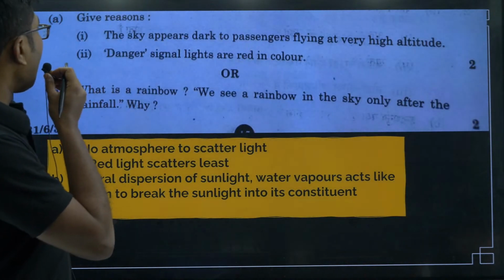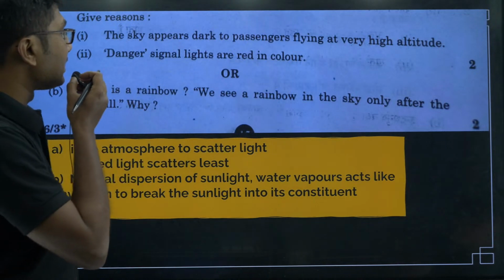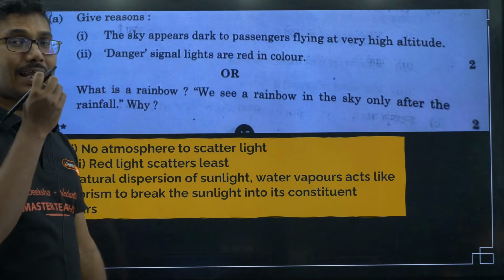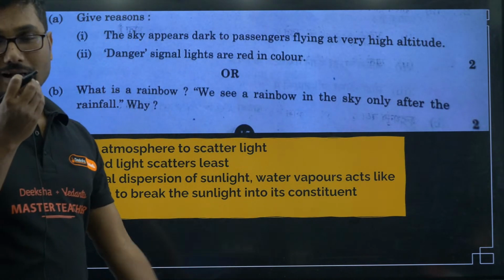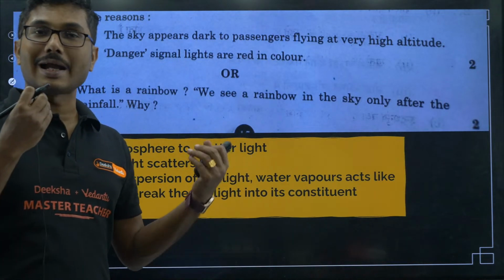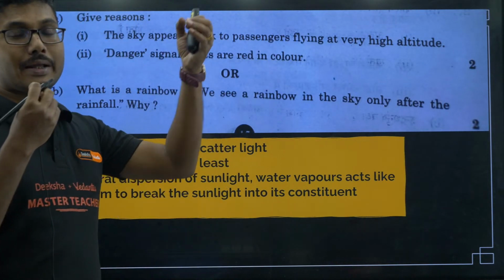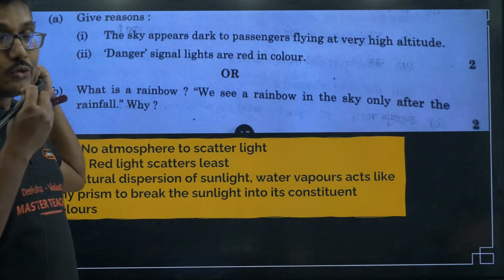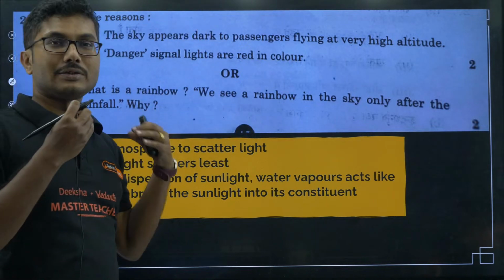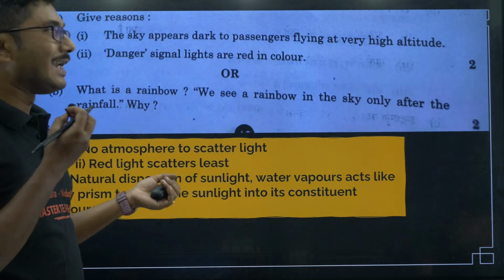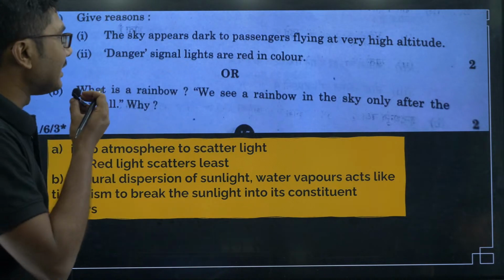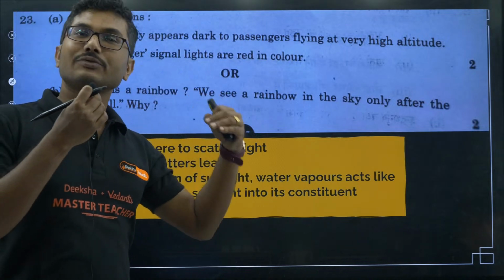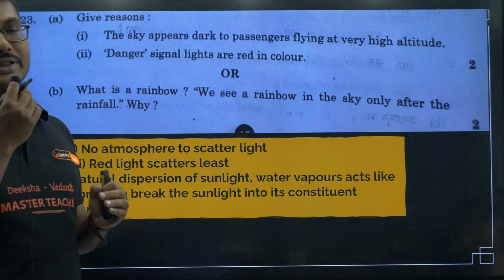Next question is again from physics. The sky appears dark to passengers flying at a very high altitude. Why? Because at very high altitude, there is no atmosphere to scatter light. We see the color of the sky because light rays scatter, and blue light scatters the most, reaching our eyes. That's why we see the blue color of the sky. But at high altitude there is no atmosphere to scatter light, so we do not see any color of the sky. Danger signal lights are red because red light scatters the least and can travel a long distance without scattering. That is why it is used in danger signals.